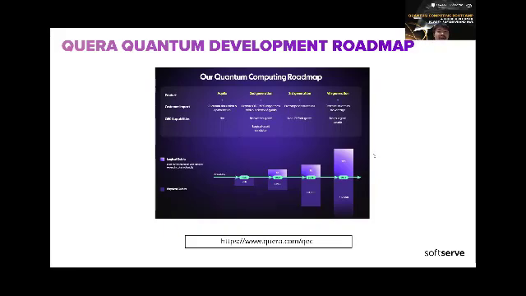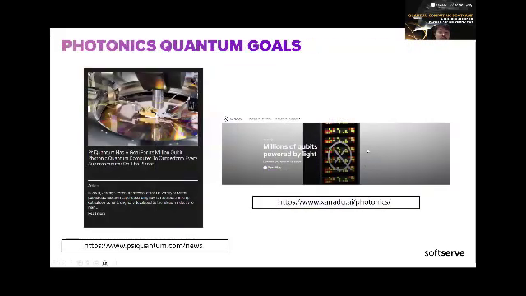Okay. QuEra, photonic quantum goals are coming. So PsiQuantum has a goal for a million qubits. So does Xanadu. I don't know about this. This also seems like a bit of a crazy goal in mind. PsiQuantum came out with this million qubit one. This article was released in like 2022, at least.